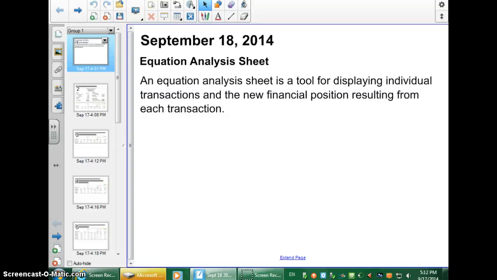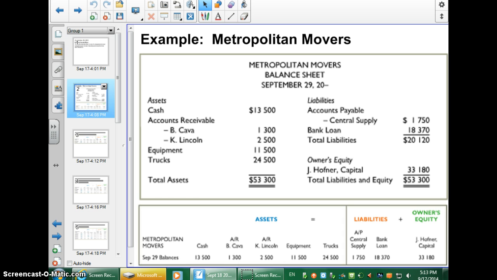So tonight's lesson is on the equation analysis sheet. Simply, what is an equation analysis sheet? It's a tool for displaying individual transactions using the fundamental accounting equation, and it gives you a picture as to how the financial position of a business is changing as a result of that transaction. I'll be using the example in the textbook, Metropolitan Movers.